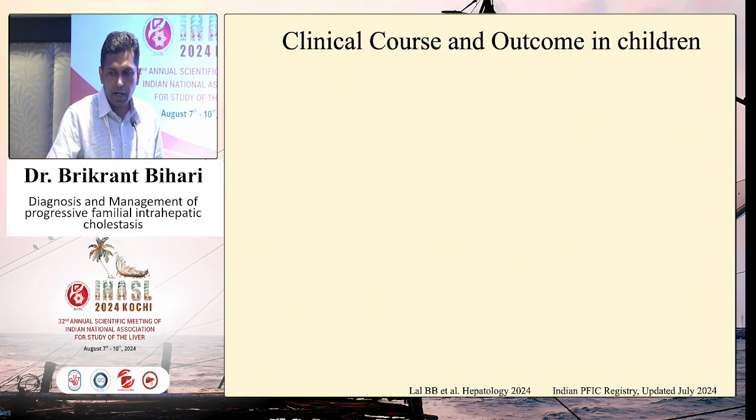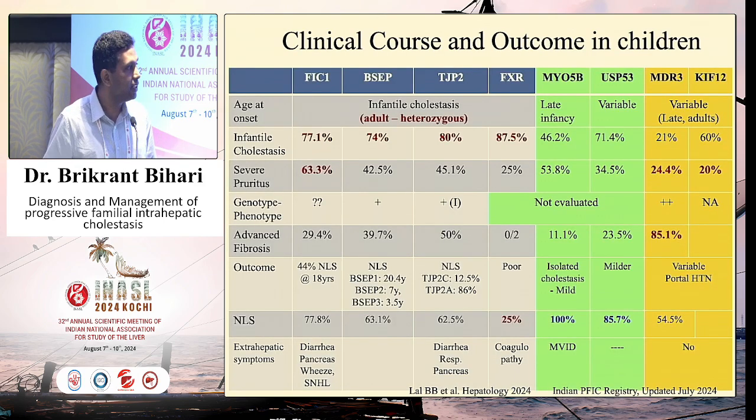Most important part: when to suspect. Now in children it is very easy. The first four, FIC1, BSEP, TJP2 and FXR, will present with infantile cholestasis. The registry data shows that almost 80% will present with infantile cholestasis, that means within the first 6 months of life. The next two, MYO5B and USP53, in green, will not usually present in early infancy. They will present in late infancy or early childhood with almost similar symptoms, but they will be milder and have a much better outcome.